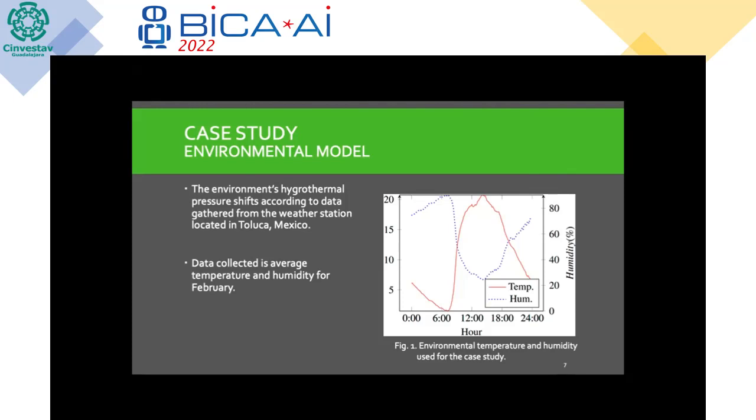Initially, for the environment and its effects, we used data gathered from a weather station located in Toluca, Mexico. We took the average temperature and humidity for the month of February, and that's figure one, the one you can see to the right. The red full line is the temperature, and the dotted line is the humidity. This will be the pressure exerted by the environment on the room we will be modeling.